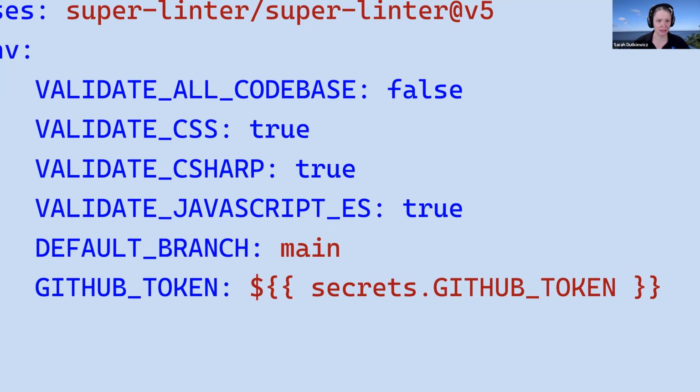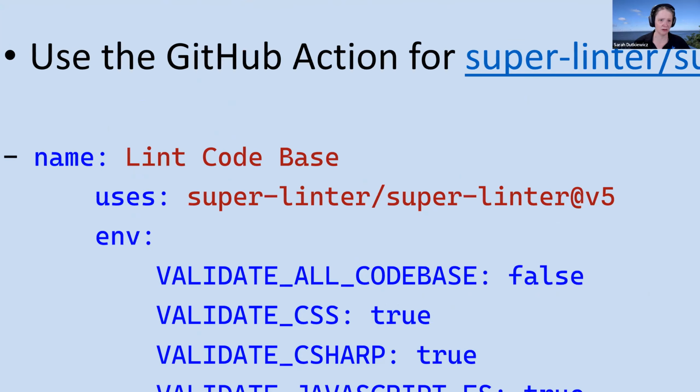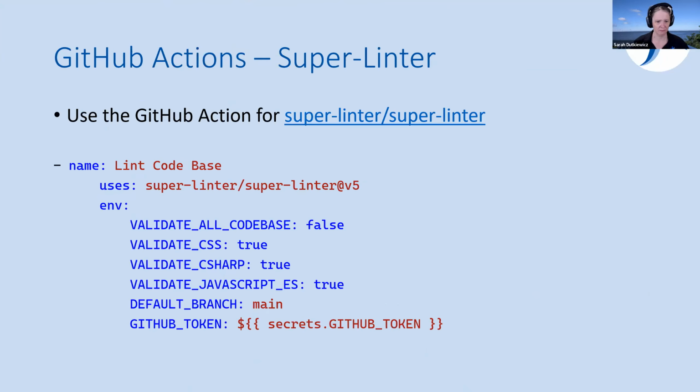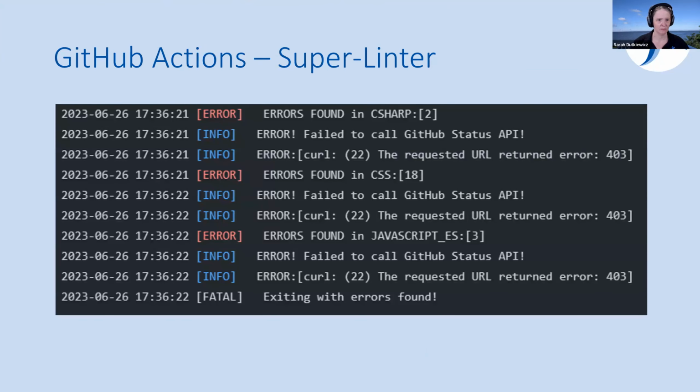So that's GitHub Actions. Something to note with SuperLinter is it does come from GitHub, so it was designed with GitHub Actions first. Now, disregard the failed status. There were some status issues when we were looking at this. However, notice the errors. We have 2 errors in C#, 18 errors in CSS, and 3 errors in JavaScript. So the linter can find that and it puts it all in a summary at the end.